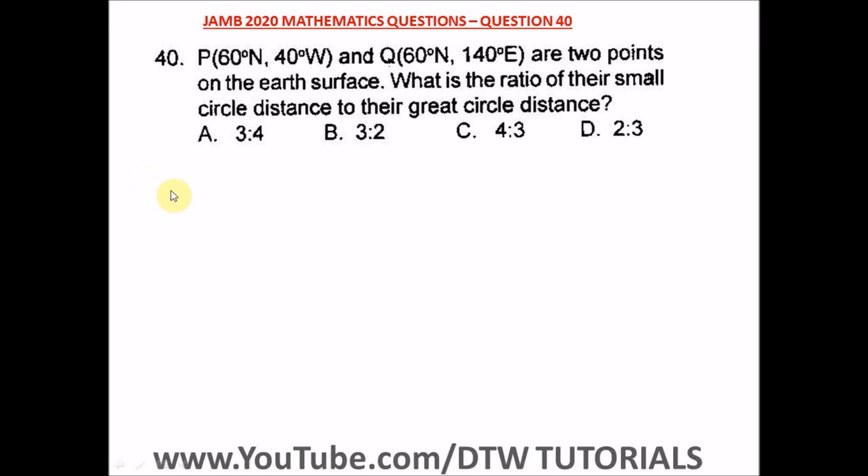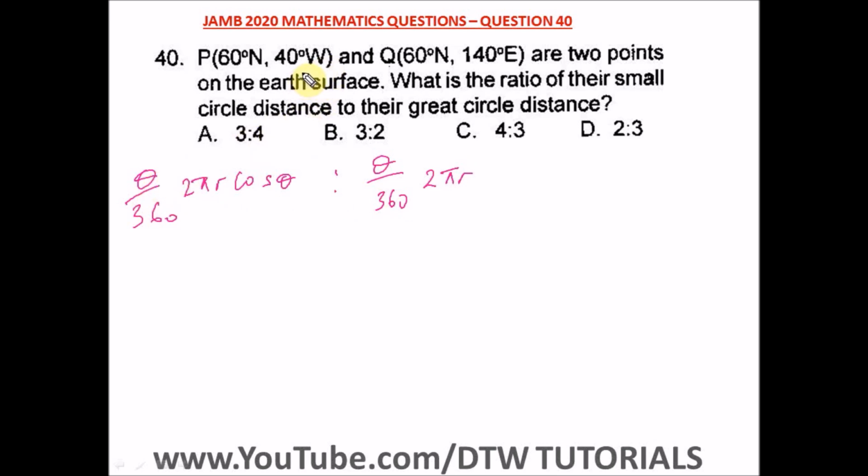is theta over 360 2 pi r cos theta. We are finding the ratio to great circle. So the great circle formula is theta over 360 2 pi r. So now for a small circle, what will be our theta?